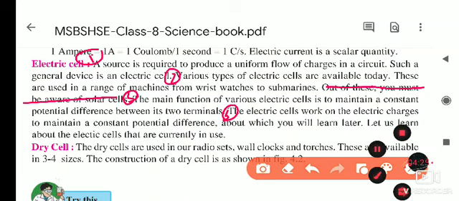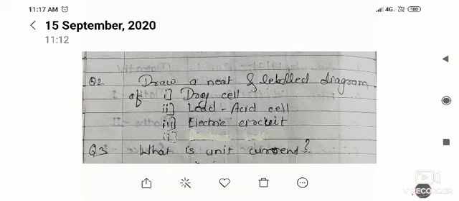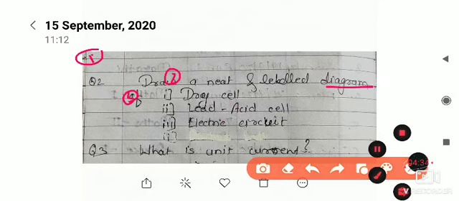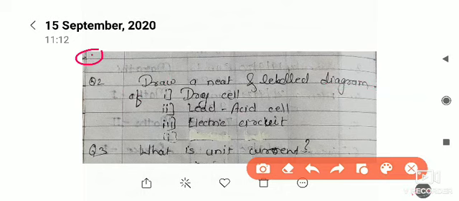Now after this we will move towards the second question. In the second question we have to draw neat and labelled diagrams of the dry cell, lead acid cell and electric cell. I gave one more question, the electric bell, but for that question I asked for a short note. So I have cancelled that question here.